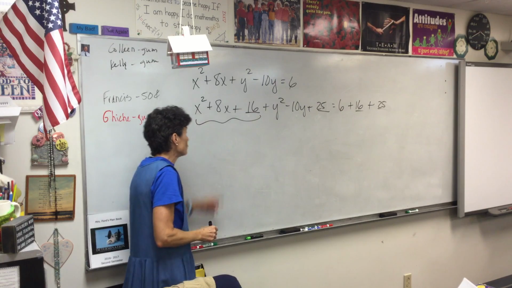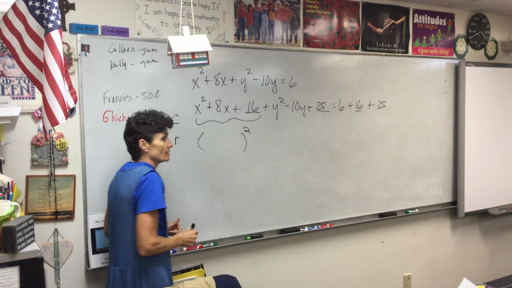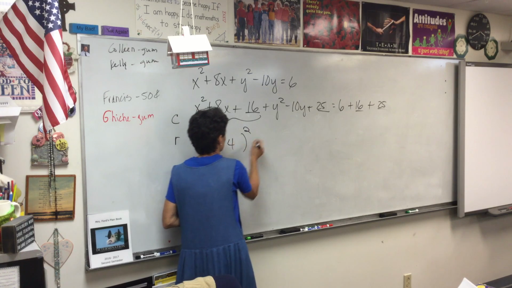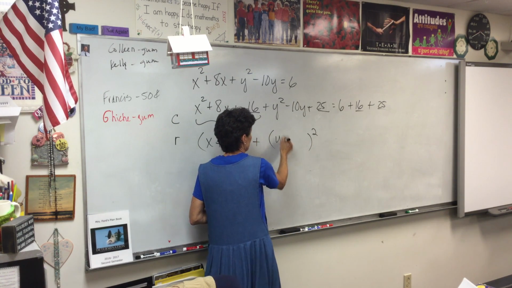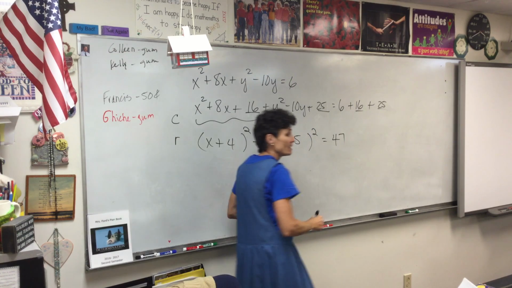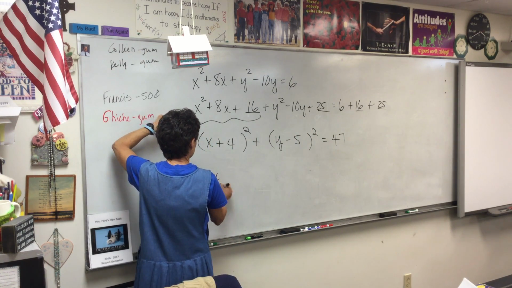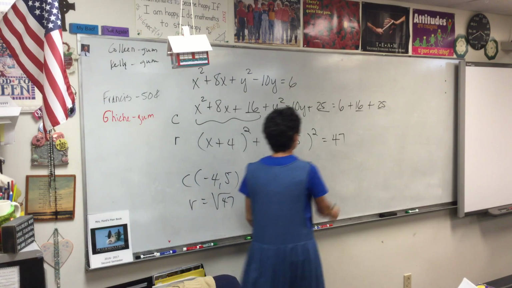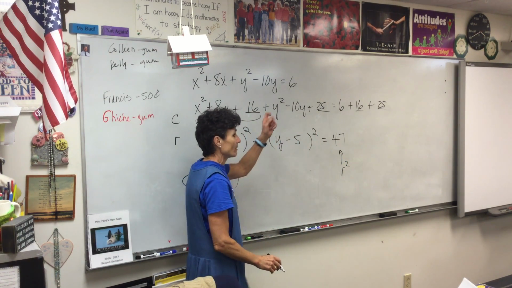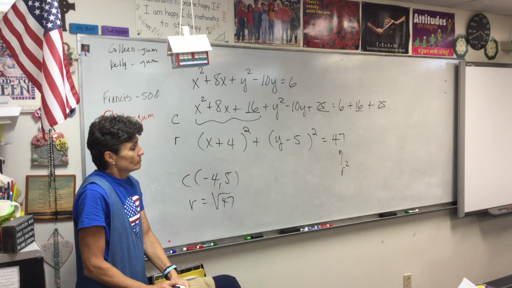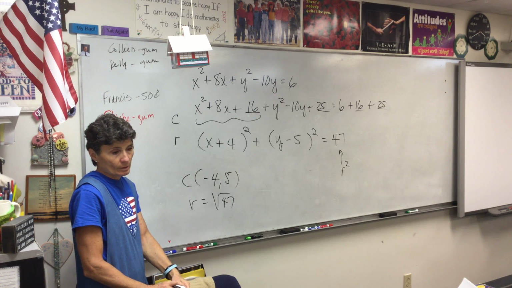You did it so that you could write this like this, right? What goes in here for this guy right here? X plus 4. And you need the same thing for the y's. This one's going to be y minus 5. Equals, and it's going to total up to 47. So the center is at negative 4, 5, and the radius is root 47. Remember, this number is r squared. X squared, y squared, r squared. Anybody wondering about something up there that I did?